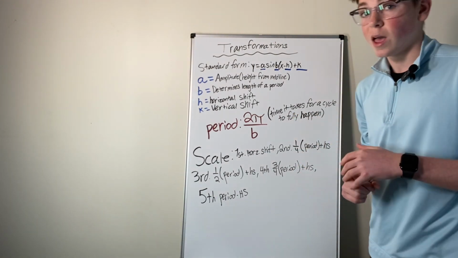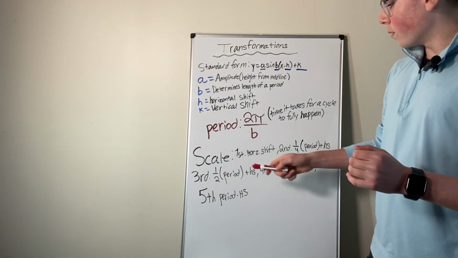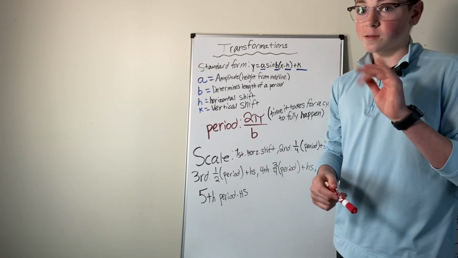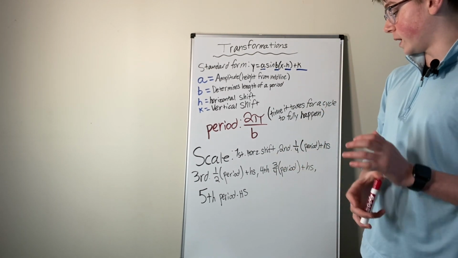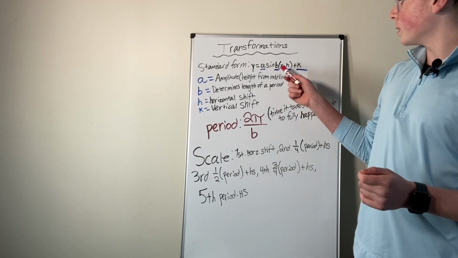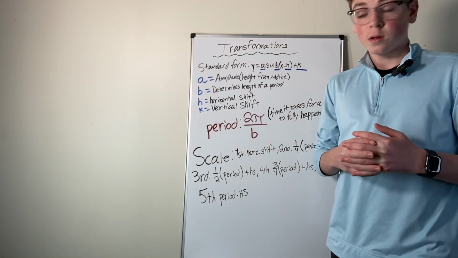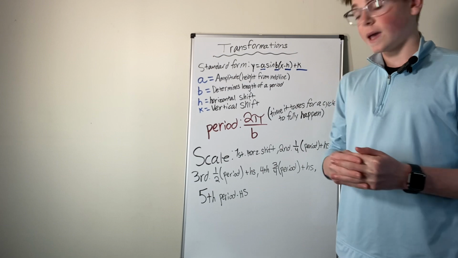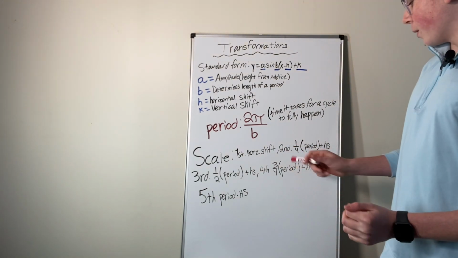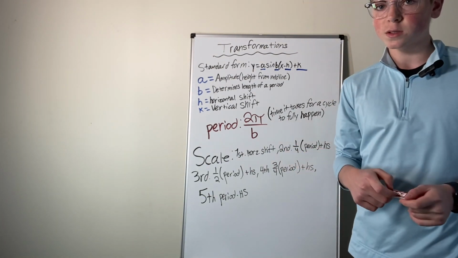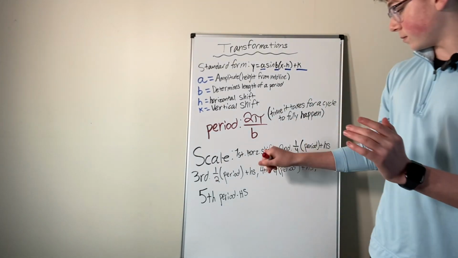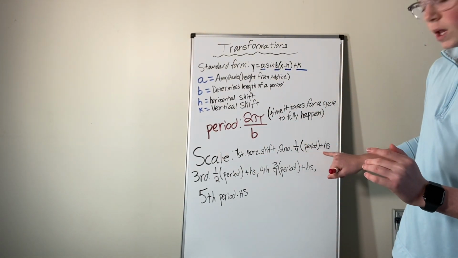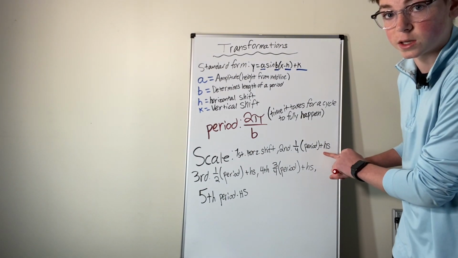So our scale, how to find scale? So our first point, we have to have 5 points, 5 major points. Our first point is our horizontal shift. So this h value is our horizontal shift. And then our second point is 1/4 times the period plus the horizontal shift. So we're already at the horizontal shift. That plus horizontal shift just means we're at the horizontal shift.